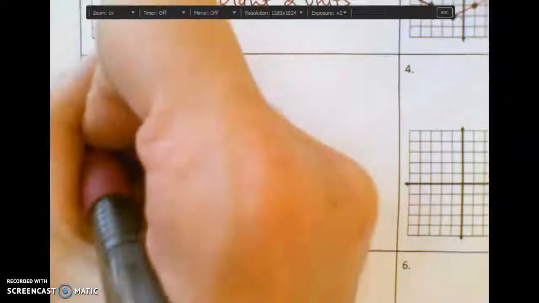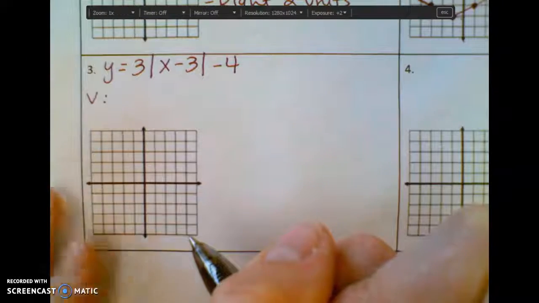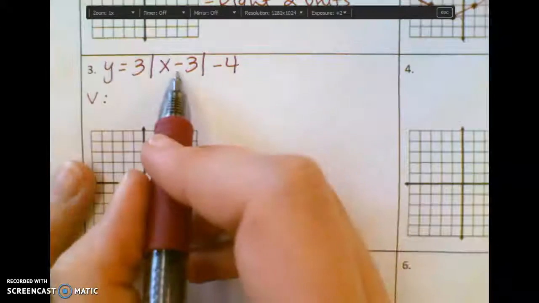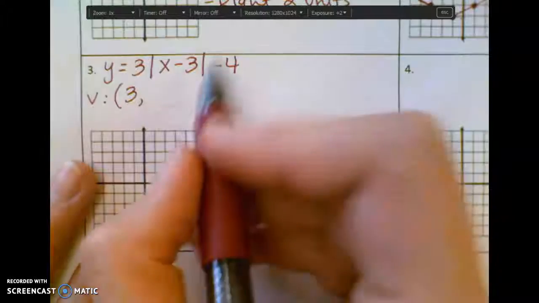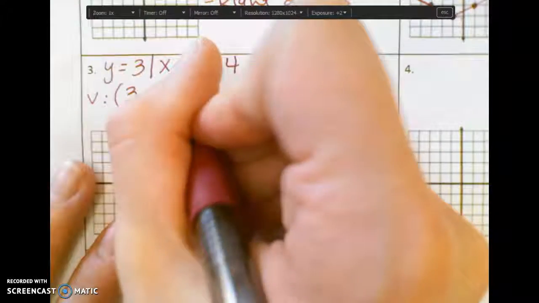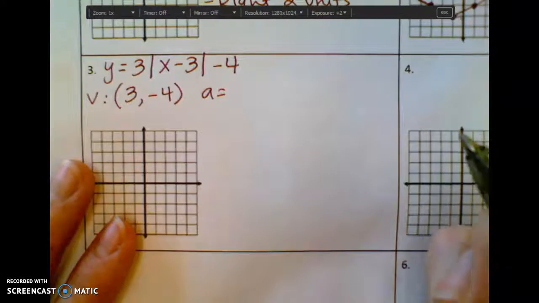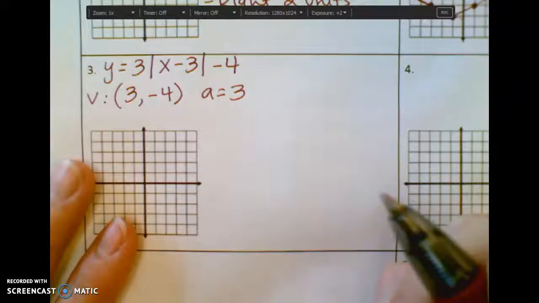All right, now that you tried it, we need to find our vertex. We need our a value as well. So for my vertex, I take the opposite of that x value. That's going to be a positive 3. I take that k value, which is negative 4. What's my a in this case? It is 3. So let's graph it.